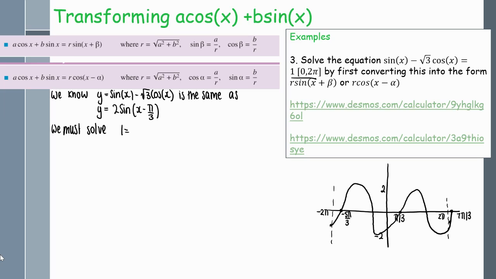Okay, now let's get on to the solving part. So I want to solve this equation when it's equal to 1. So instead of having sine x minus root 3 cos x equals 1, I can simply have 2 sine x minus pi on 3 equals 1.